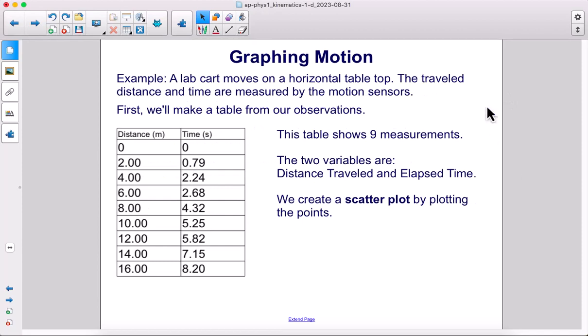In this example, a lab cart moves on a horizontal tabletop. The traveled distance and time are measured by motion sensors. First, we'll make a table from our observations. This table shows 9 measurements. The two variables are distance traveled and elapsed time. We create a scatter plot by plotting the points.